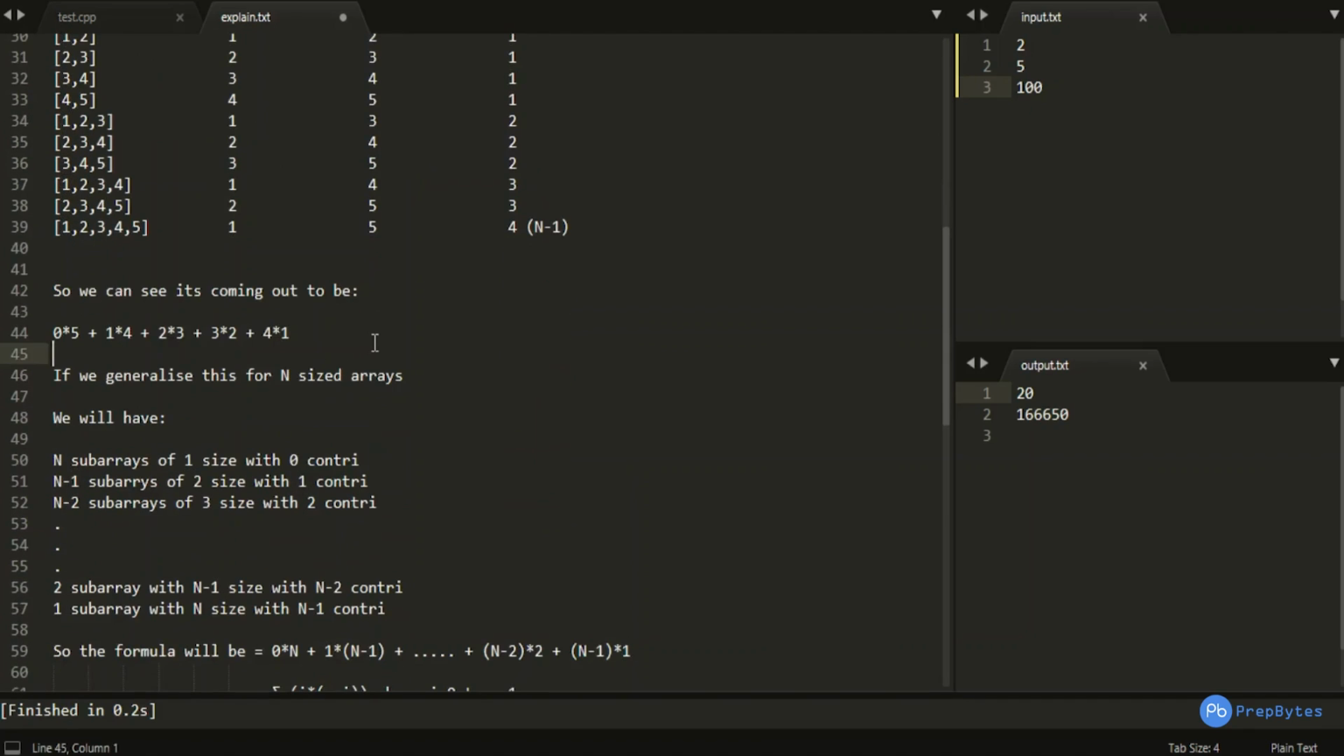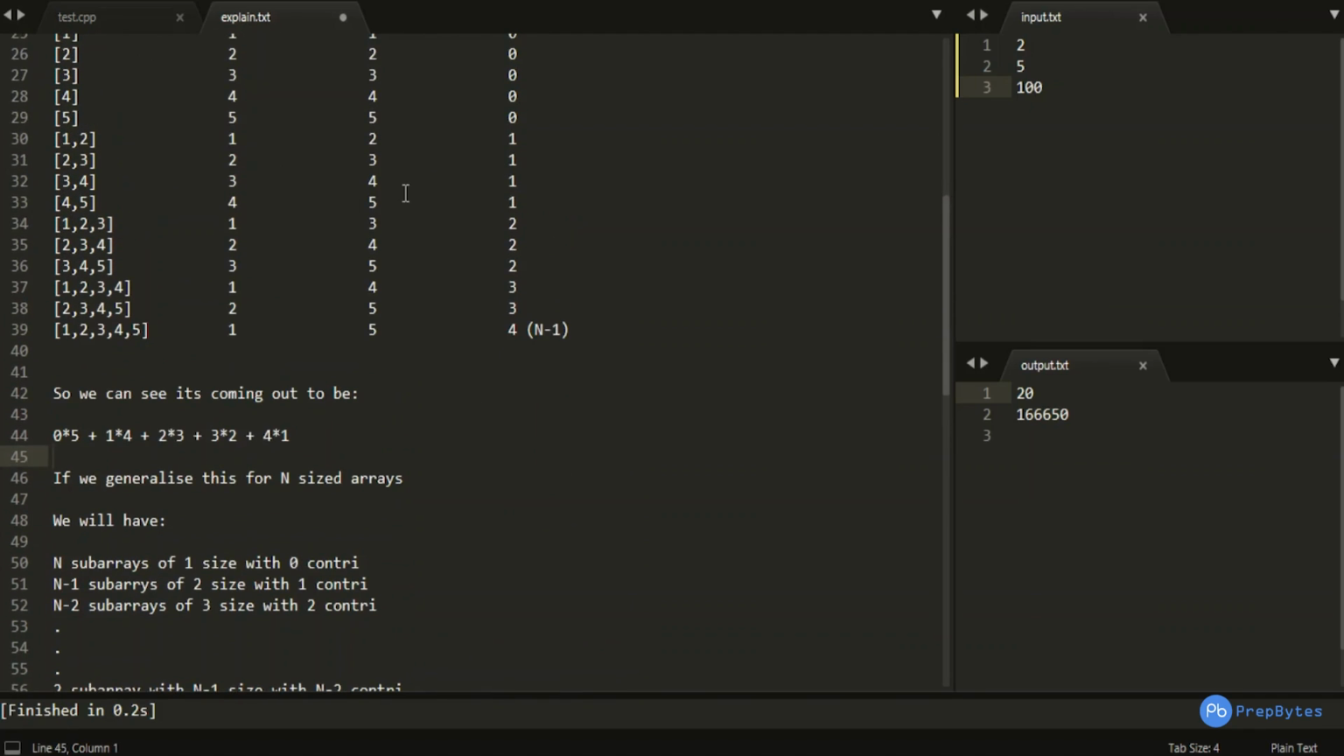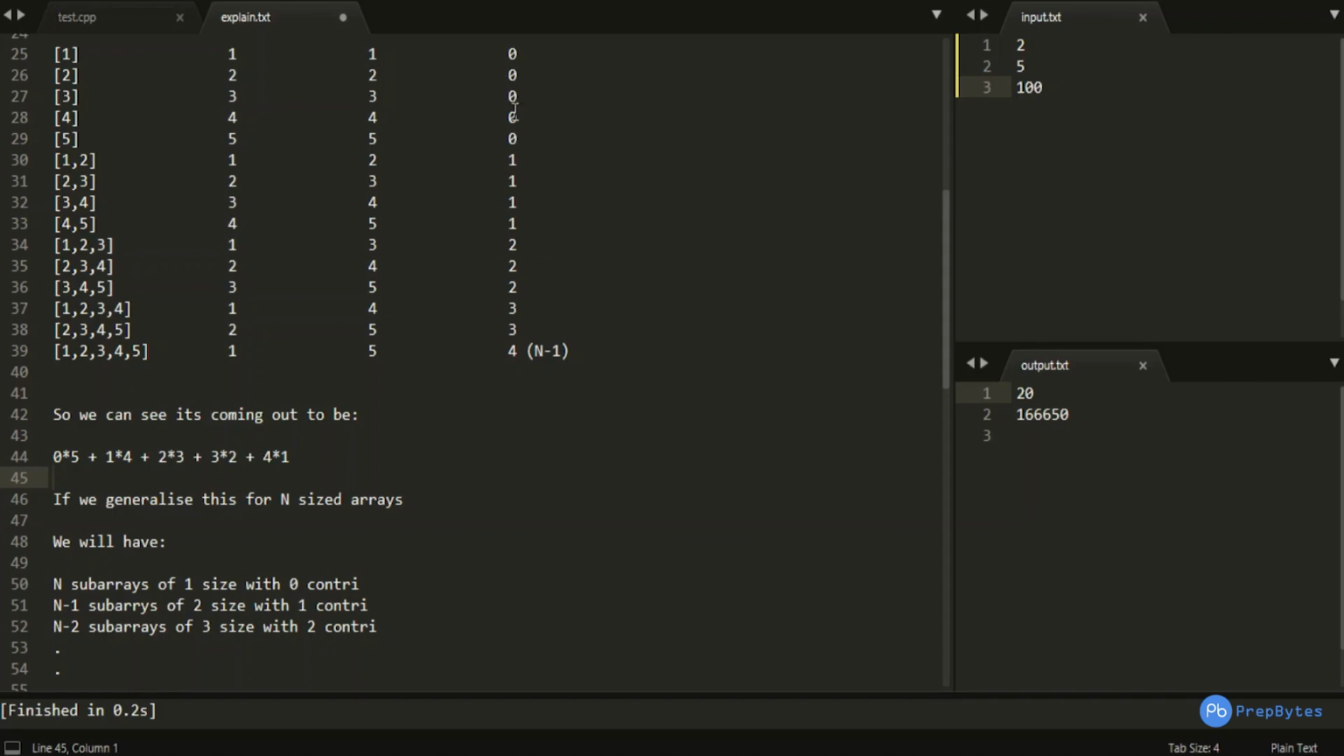So we can see that the formula for n equal to 5 is coming out to be 0 into 5, because there are 5 such single-sized subarrays, then 1 into 4, you can see 1 2 3 4, and then 2 into 3, and then 3 into 2, and then 4 into 1.